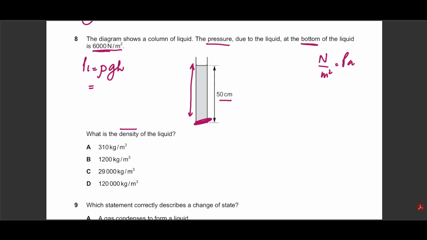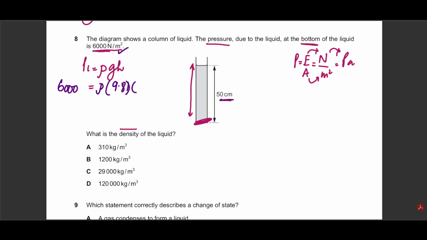If you keep the formula of pressure as force over area, if you keep them in standard formats as SI standard units, then you can eventually call this pascals, and that is what the extra added confusion in this question is about. So I don't have to change anything else. This will be 6,000. Density is what I need to find out, and the value of g is 9.81, or you can take 9.8. The value of h is 50 centimeters.